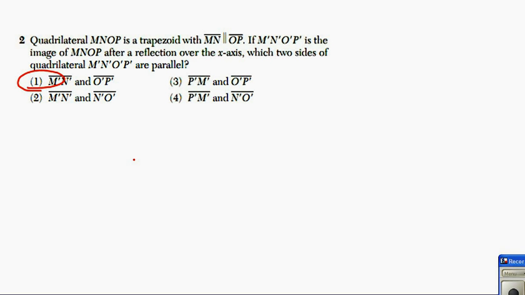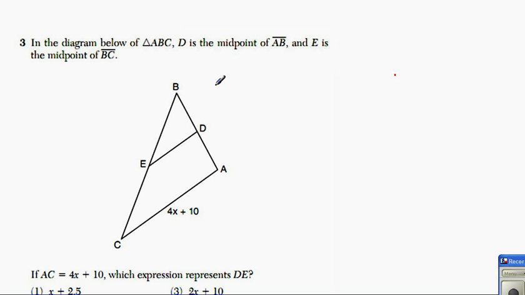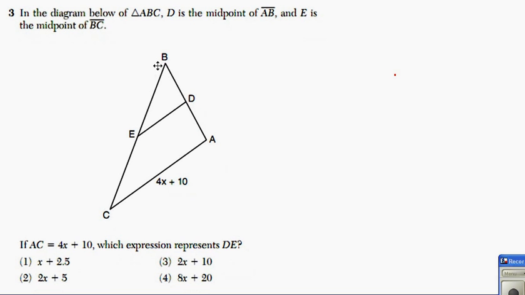All right, let's move on. Number 3, here we go. In the diagram below, triangle ABC, and these are midpoints. That means the ratio between this line segment and this line segment is a 2-to-1 ratio. Therefore, since 4x plus 10 is double the portion of this one, this line segment must be half of that, which is 2x plus 5. That becomes our final answer.